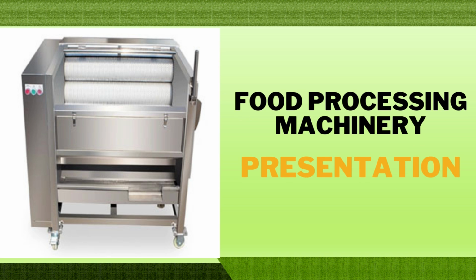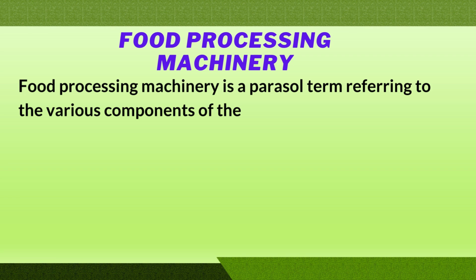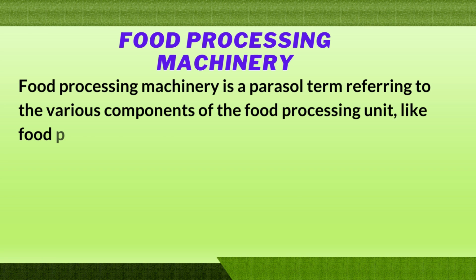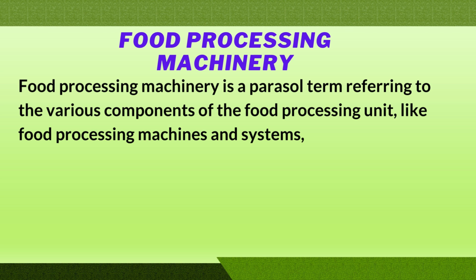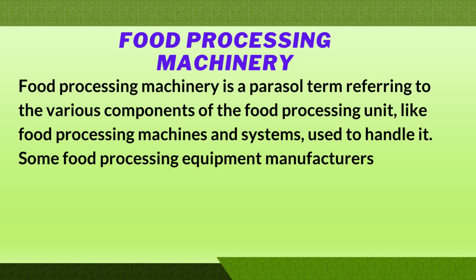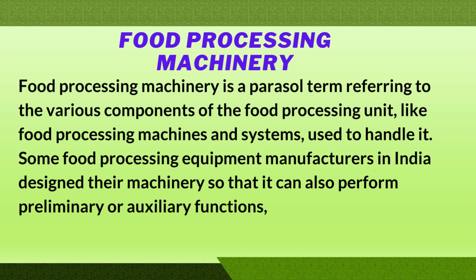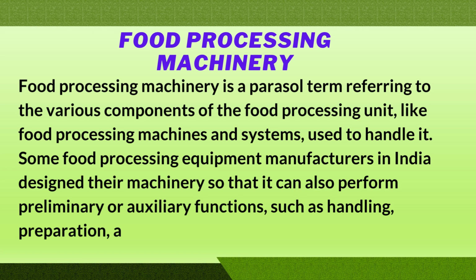Food processing machinery. Presentation. Food processing machinery is an umbrella term referring to the various components of the food processing unit, like food processing machines and systems, used to handle it. Some food processing equipment manufacturers in India design their machinery so that it can also perform preliminary or auxiliary functions, such as handling, preparation, and packaging.